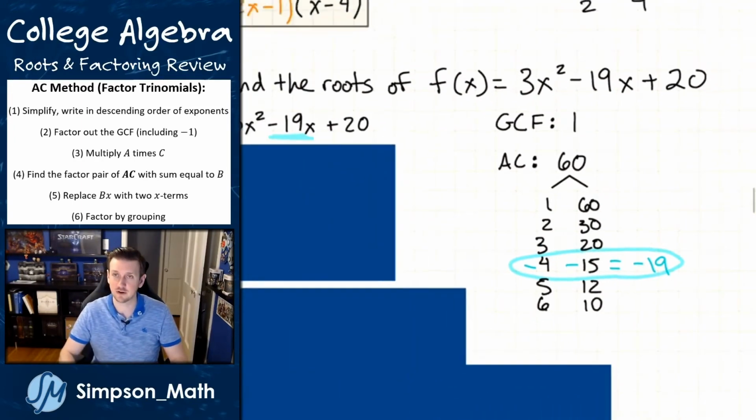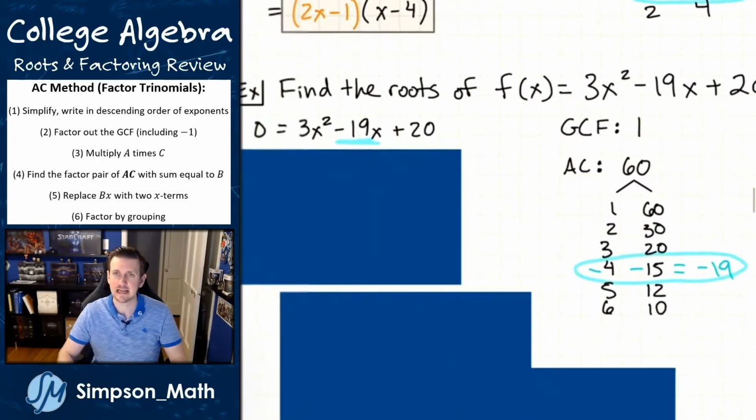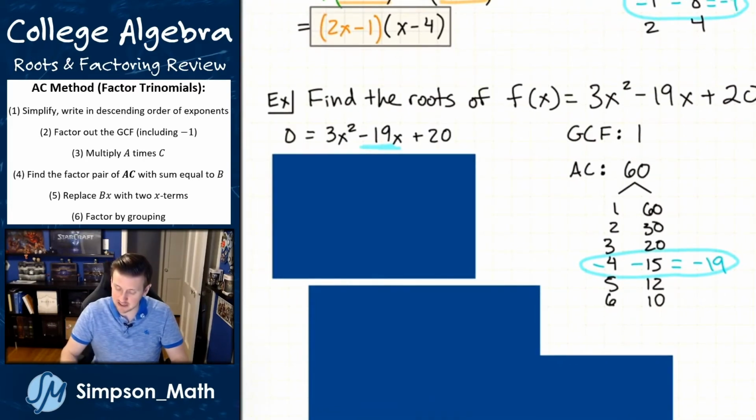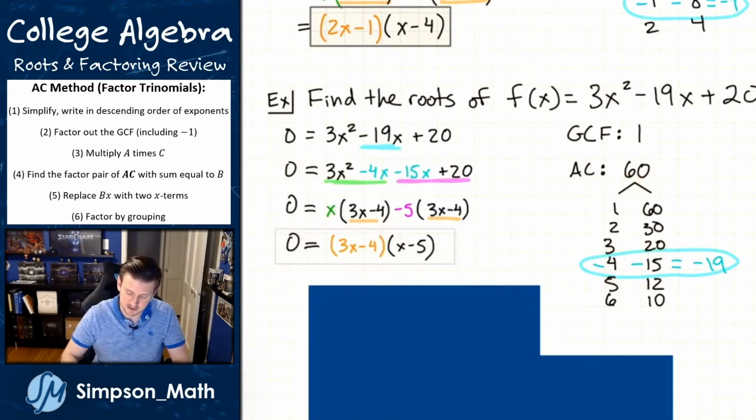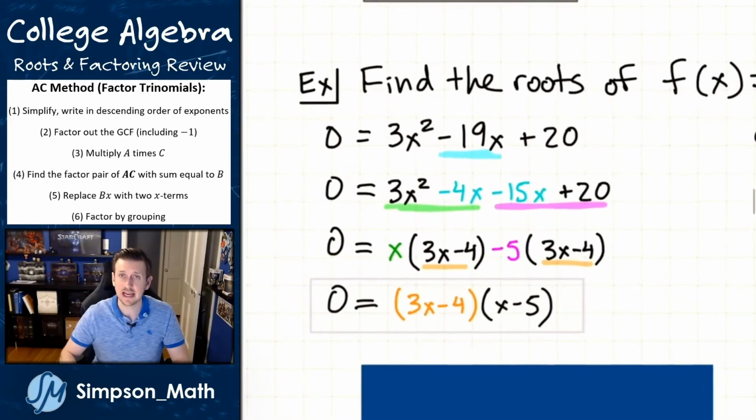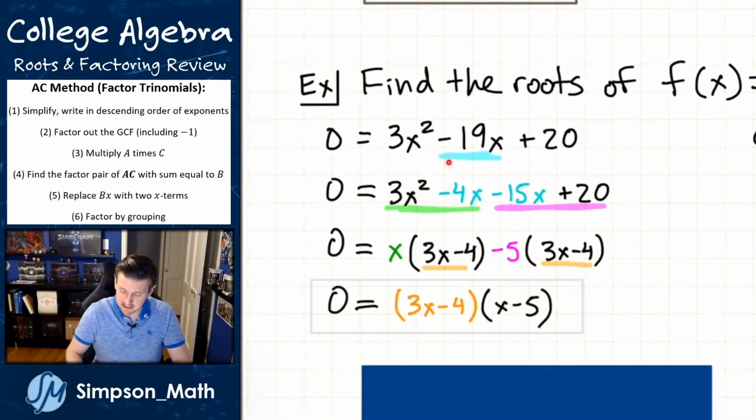So our factor pair is negative 4 and negative 15. Again, they're both negatives, because if I multiply, they give me a positive 60. But I add them and I get negative 19. So then let's quickly finish this up. And I have my negative 19x that I broke apart into negative 4x and negative 15x. GCF the first two, just an x. GCF the second two, we got a negative 5.